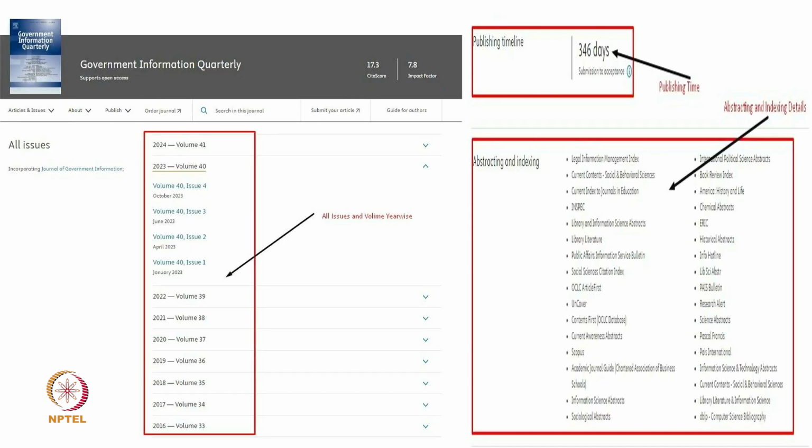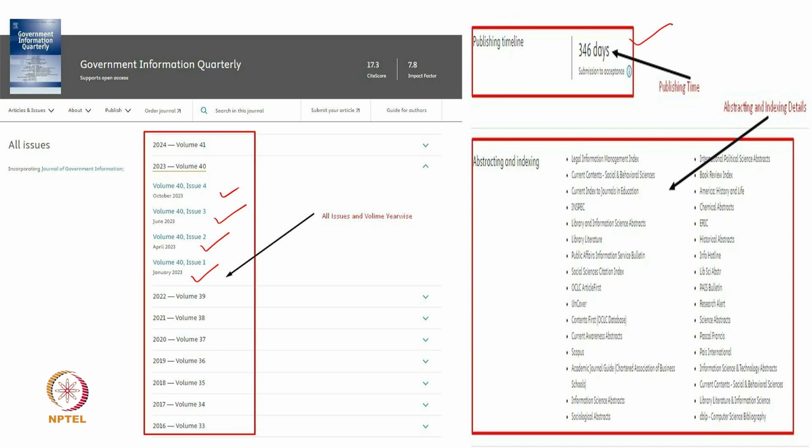Now if you see on the left hand side, these are the volumes and issues. For volume 40, there are 4 issues, because this journal is quarterly, with 4 issues, one every 3 months. The first is in January, the second in April, the third in June, and the fourth in October.